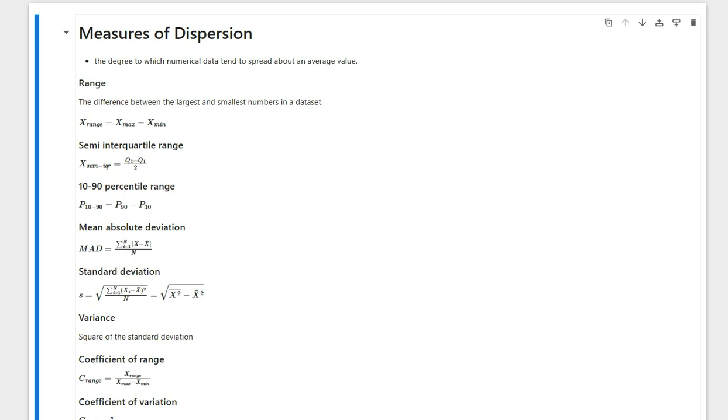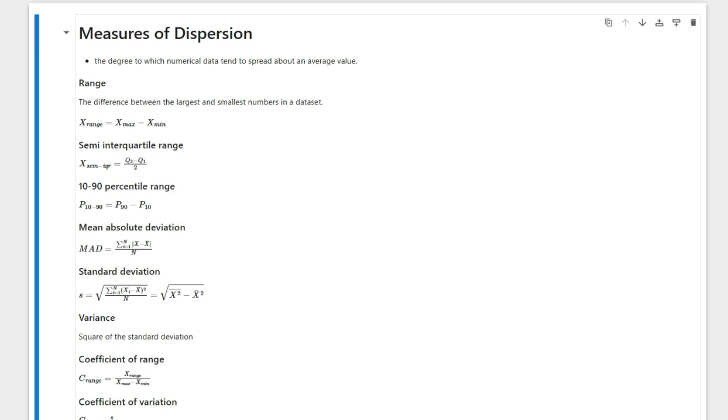We'll also look at mean absolute deviation using this formula, which is the sum of the absolute difference of each value and the mean of the entire data set, divided by the total number of values in the data set. After that, we'll see how we can compute the standard deviation.